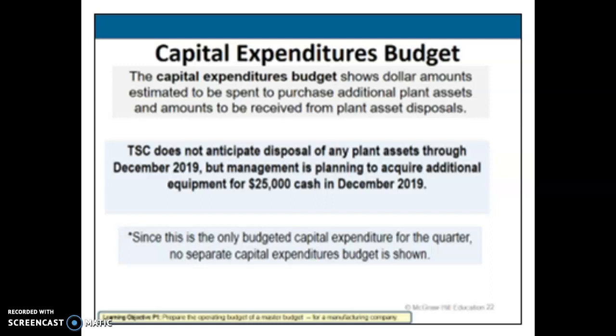Since that's the only expenditure of the quarter, we don't have a separate budget that we're going to do. That's the only one that they have. In that case, we will incorporate it into the cash budget.